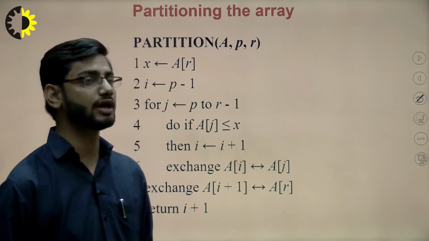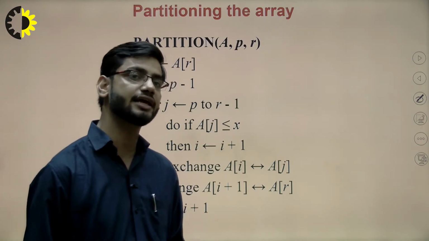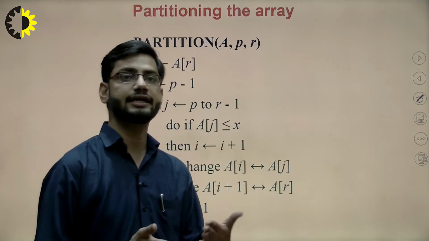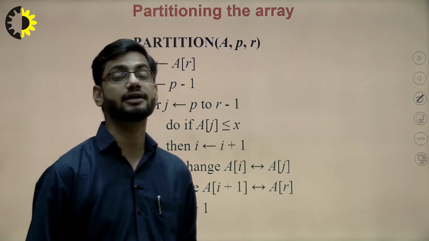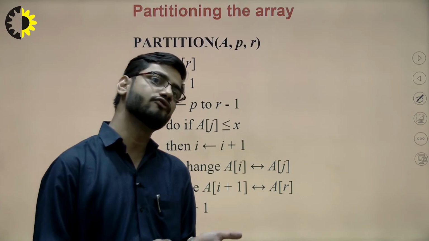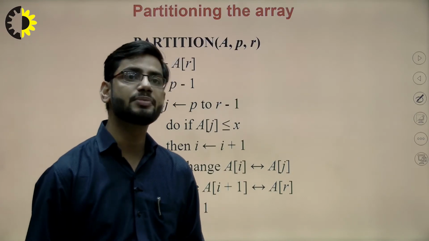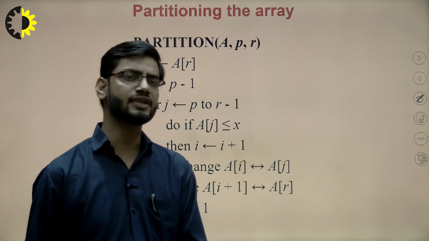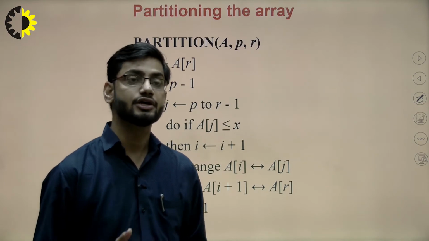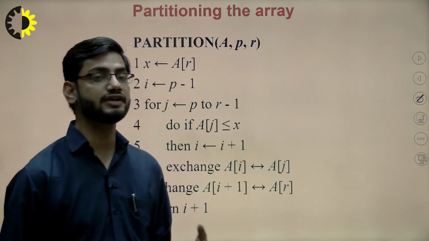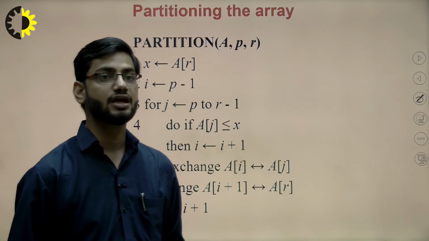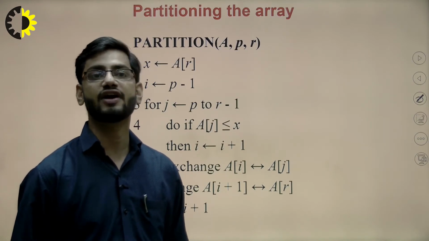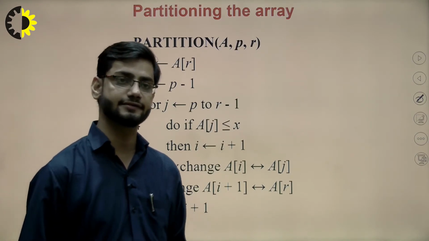Initially p is 1 if you are taking the indexing of the array from 1 to 8. Suppose there are 8 elements in the array. If you are taking the indexing of the array from 1 to 8, the value of p will be 1 and the value of r will be 8. So the value of i will always be 1 less than p. Initially the value of i will be p minus 1, that is 0.